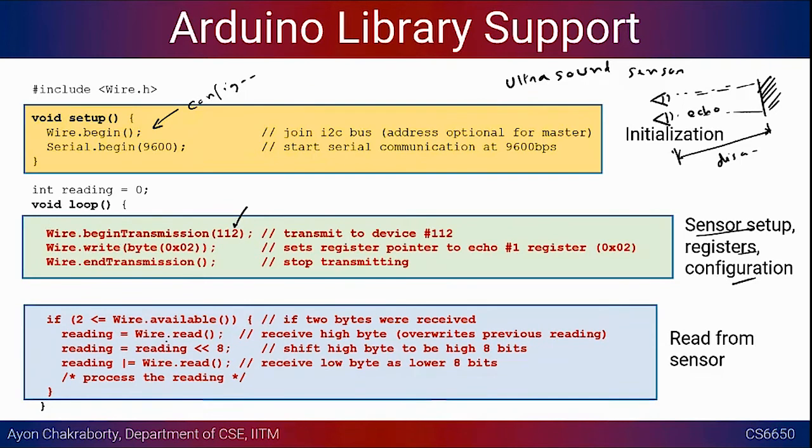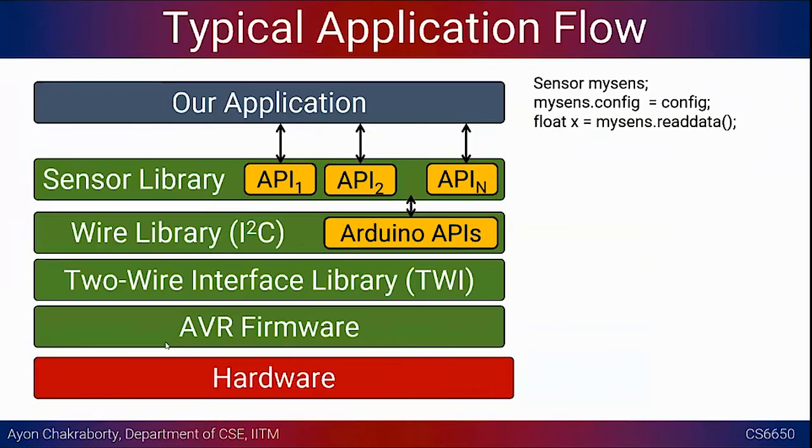So that has nothing to do with our code here, right? This is an example to show you how the Wire library works, right? So typically the application flow will be like this.